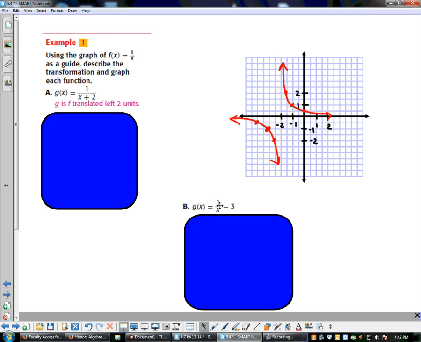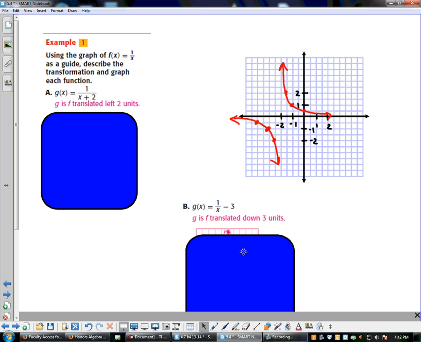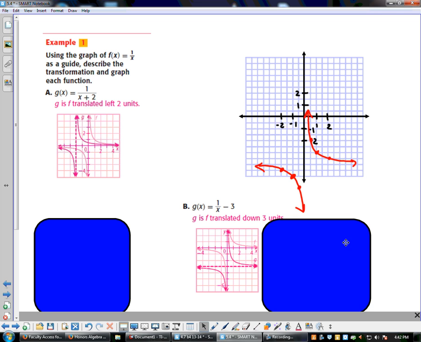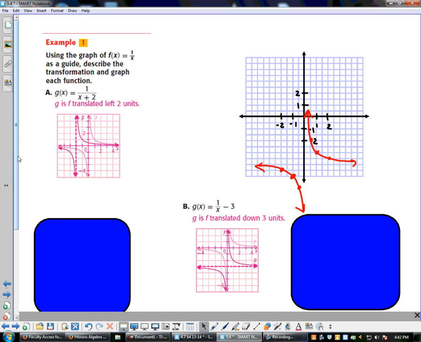All right, what about this one? g of x equals 1 over x minus 3. Notice now something's not being added or subtracted to the x itself, but something's being subtracted from the whole function. So what does that indicate? That would indicate a shift down 3 units. So the picture here, remember here's our parent function, would shift down 3 units. So it's going to look something like this. And that's the picture we have here.